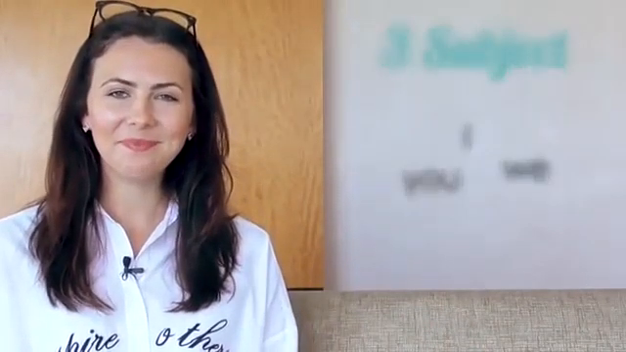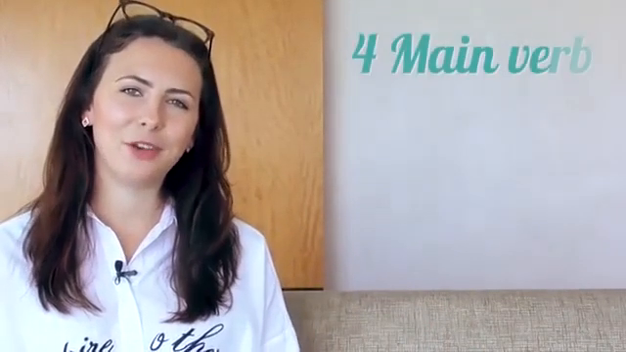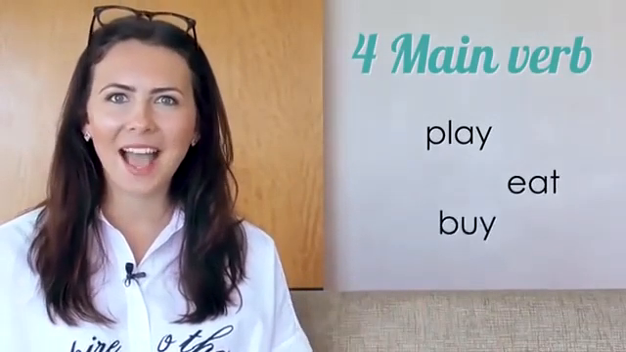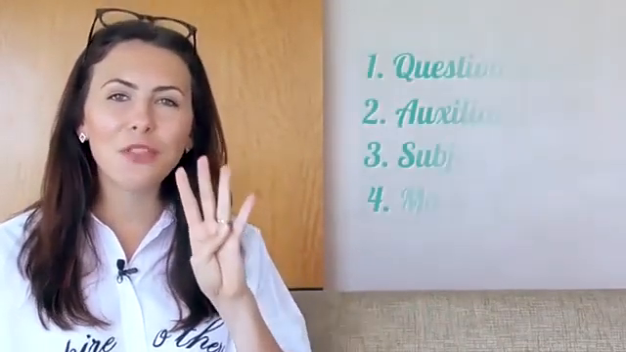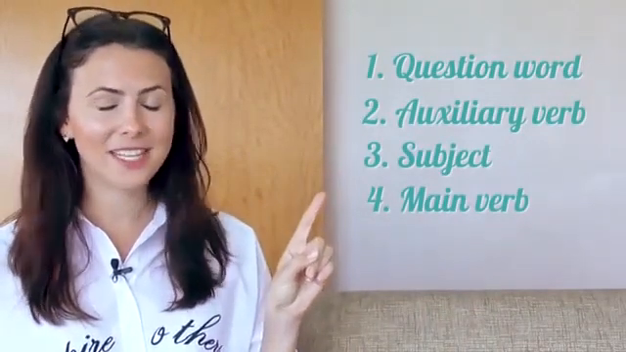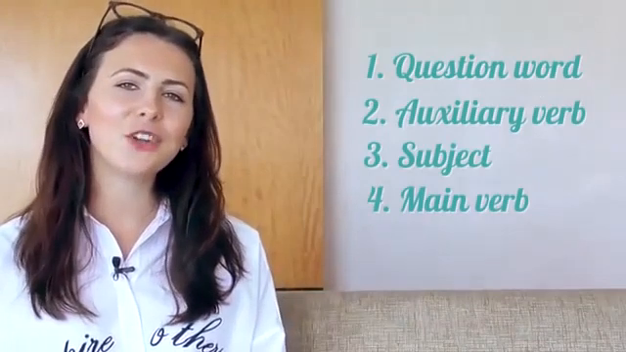Thirdly, you need your subject. I, you, we, etc. And your main verb. Any verb, play, eat, buy. These are the 4 things that you need, and you need them in that order, every time. Okay, let's try with some examples. Ready? Where do you live?